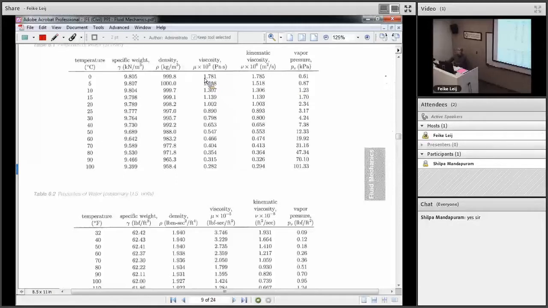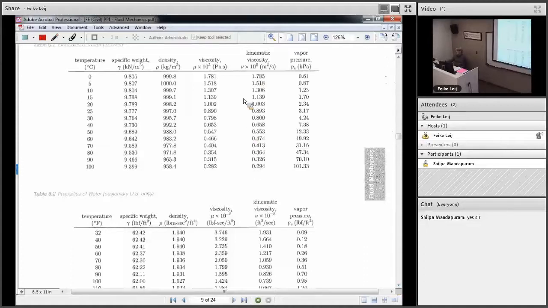Do we recall the relationship between dynamic and kinematic viscosity? Mu and nu, the Greek character for kinematic, how are they related? By the density. Mu divided by rho, the density, gives the kinematic viscosity. Mu has units mass over length over time, and kinematic viscosity has units of length squared over time.